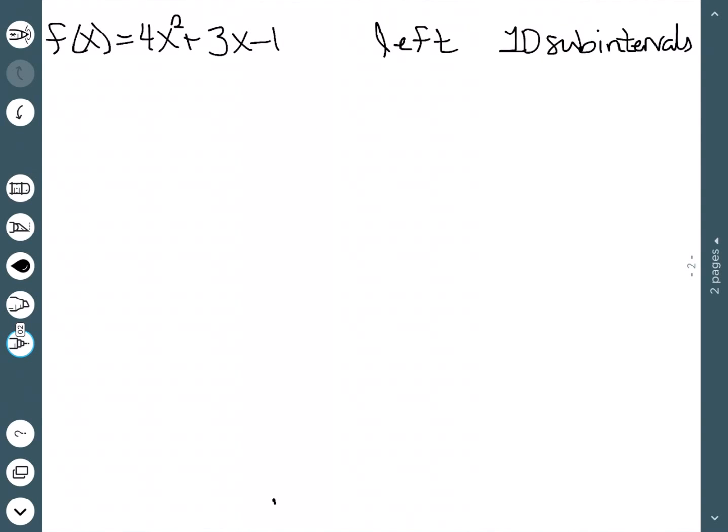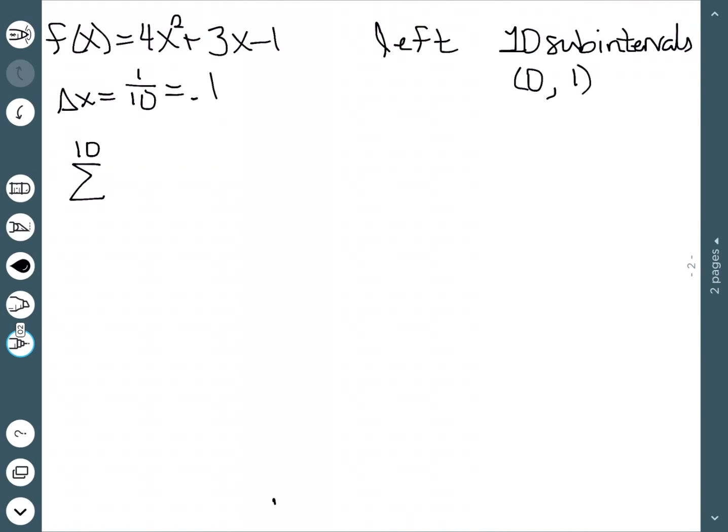Here I have my function, f of x equals 4x squared plus 3x minus 1. I'm going to use a left-hand sample with 10 subintervals. I forgot to mention, we're going to do this over the interval 0 to 1. The first thing we can find is delta x, which is always the length of the interval divided by the number of subintervals. In this case, 0.1.